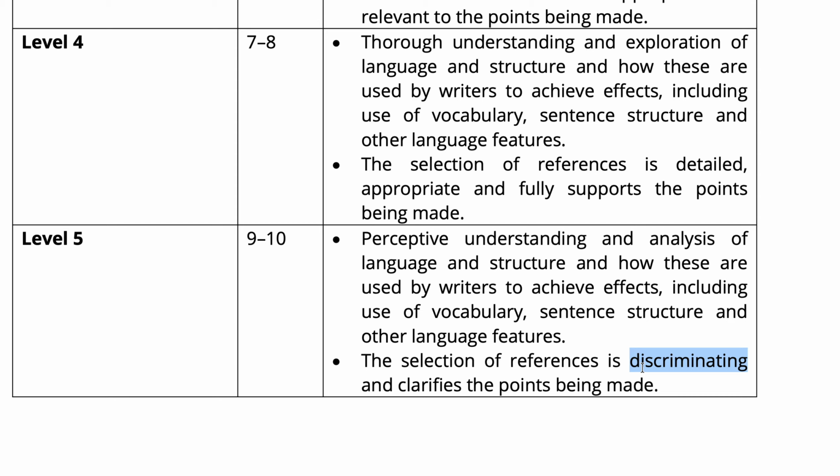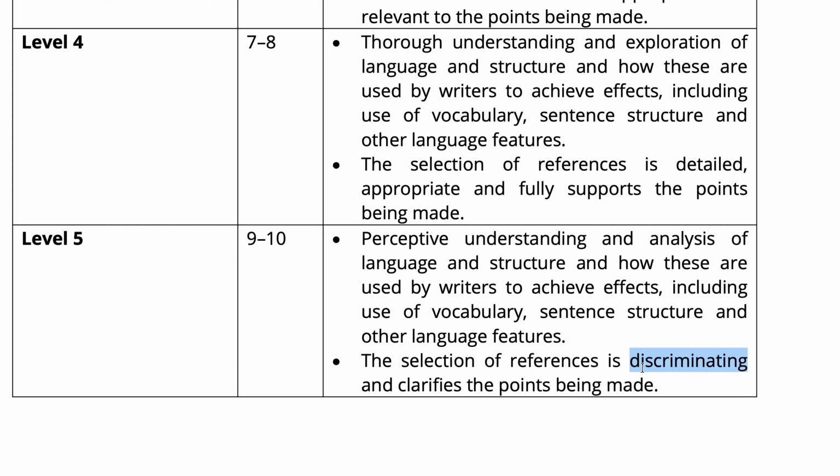Those are the discriminating questions. Not everybody's going to be able to achieve them. Some are going to attempt. Some are going to skip. Some are going to be like, after the exam, there was a question 10, I didn't know that. But very few are going to attempt, solve, and get it right. Those are the discriminating questions. The selection of references is discriminating. It's going to discriminate.